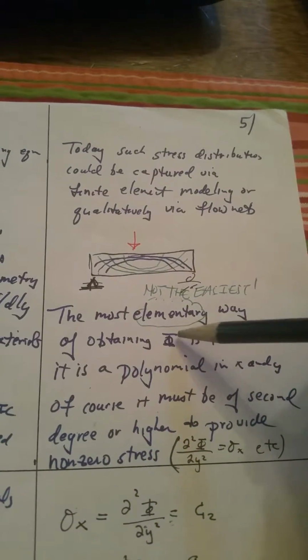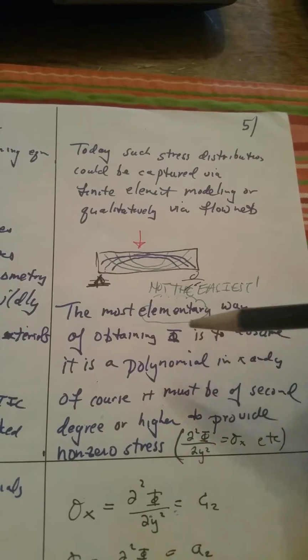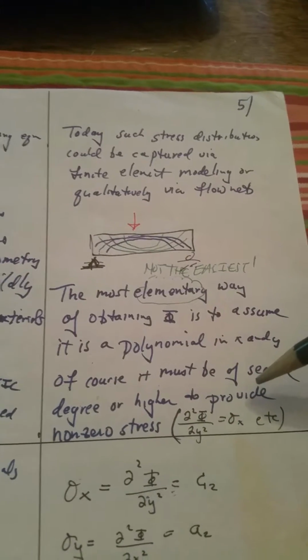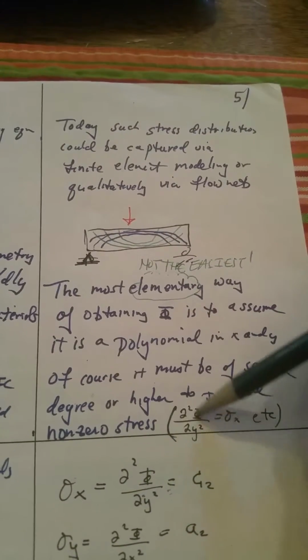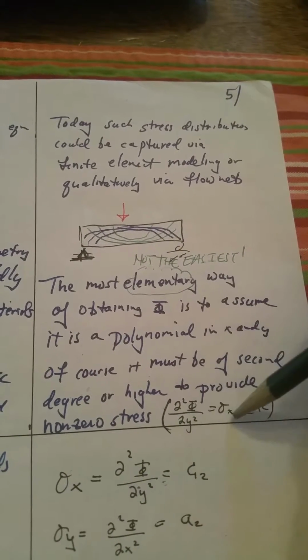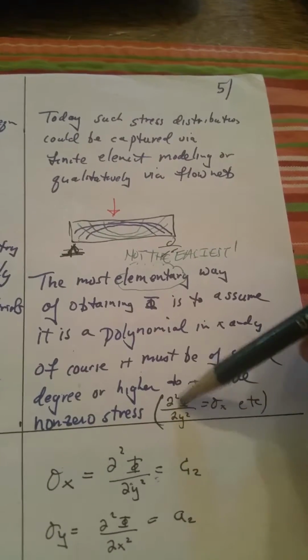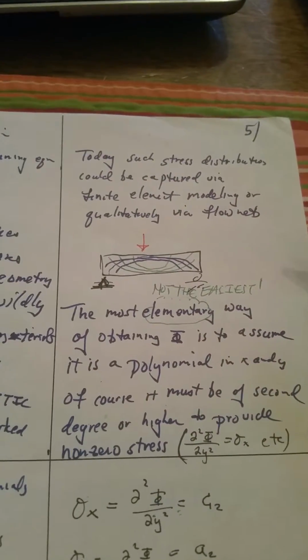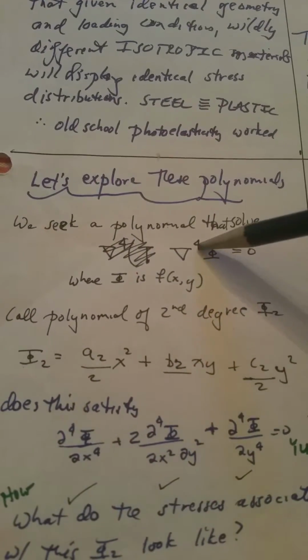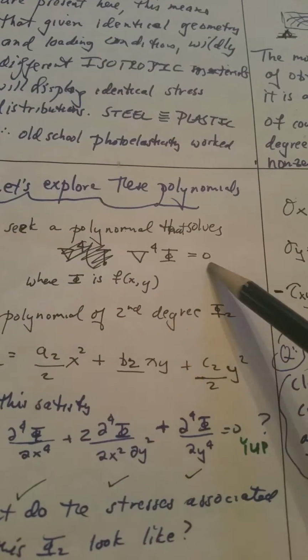But for now, let's just focus on phi itself, the Airy stress function. We will have polynomials for phi. And of course, they have to be at least second degree or higher, because the basis of the Airy stress function is that if you differentiate it twice with respect to a variable, you get the other variable's stress. So it has to have at least a second order to capture this non-zero stress phenomenon. So regarding the basic biharmonic equation that we saw earlier, del fourth of phi has to be zero, where phi is a function of x and y.